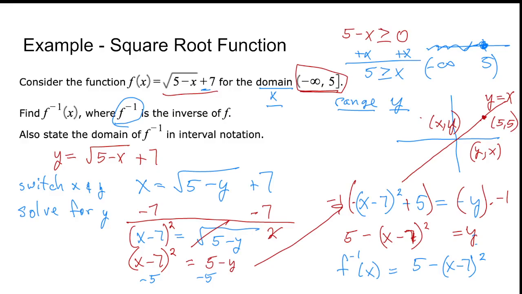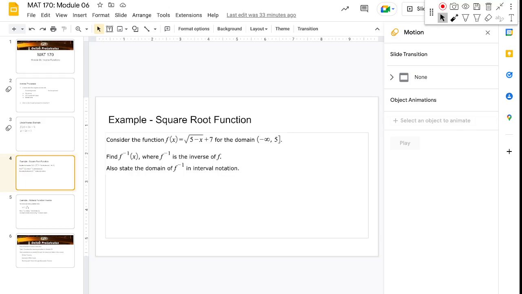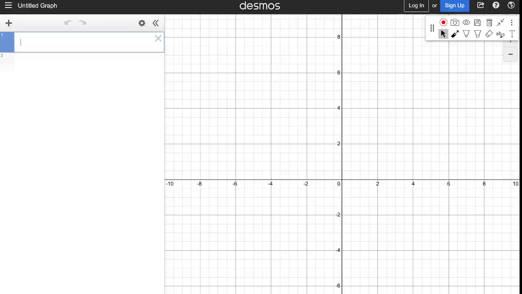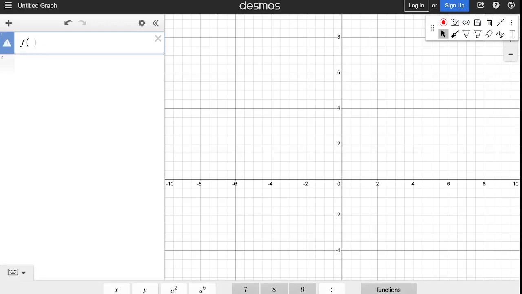So let's go ahead. Let's see if I can do this. We're going to go to Desmos. We're going to graph these two, and let's see if we can see this property of this y equals x reflection happens. So we have the square root of 5 minus x plus 7. We'll just drop over to Desmos, and we'll put in f of x. The original function is what we're going to graph. We've got the square root of 5 minus x, and then outside of the square root, we're going to add 7.